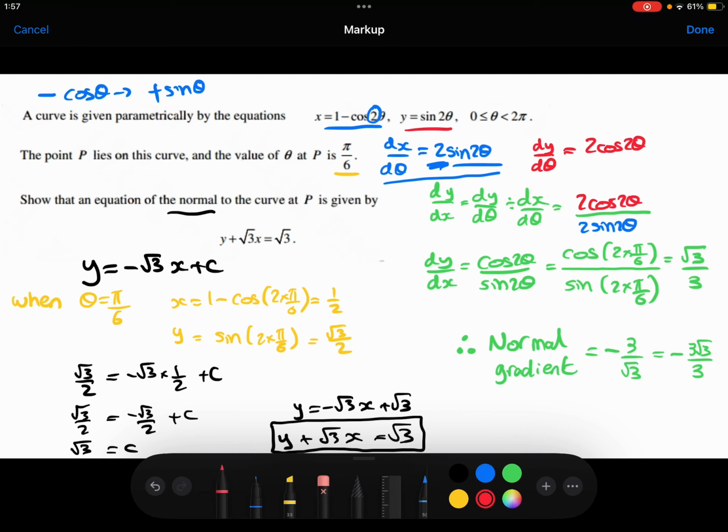Then I'm going to differentiate the y function. I know that sine differentiates to be cos. And then again, I need to remember to times by the 2 because of the chain rule. So that's why I have 2 lots of the cos 2 theta.